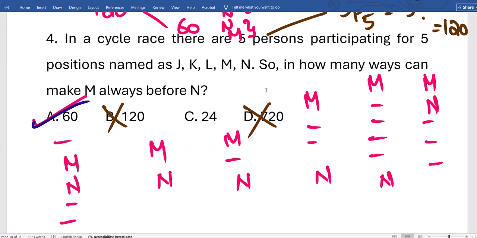Are you understanding? లేదా ఇలా పొజిషన్ చేయాలి. We have to show it in position. No, I'm telling in terms of exam point of view.